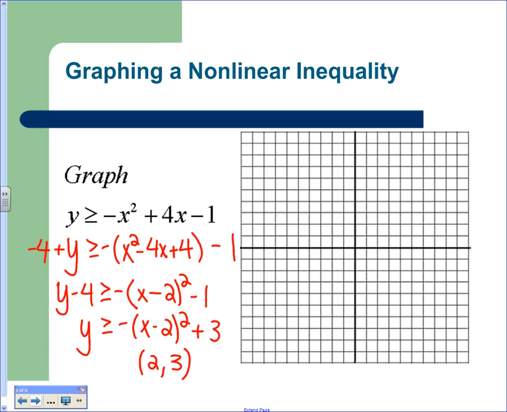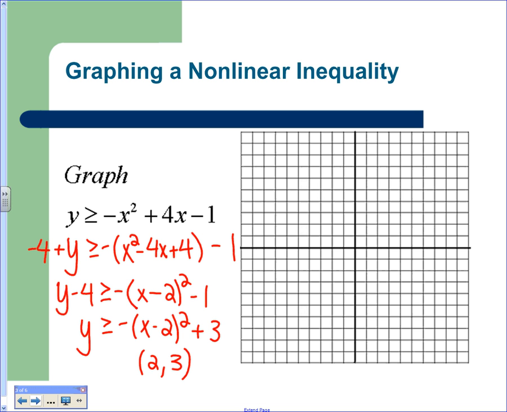Always, even if you have the negative outside. Don't look at that; that tells you whether it opens up or down. I would look at both. Pretty much everyone is getting to the equation, and then the vertex is what y'all are messing up on.